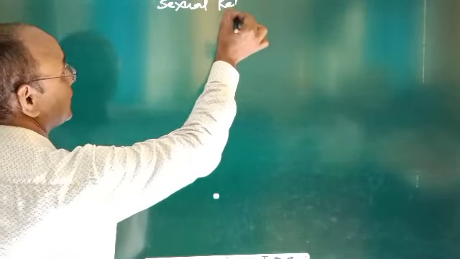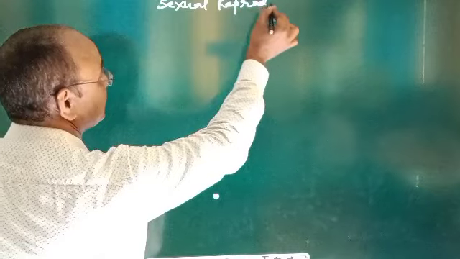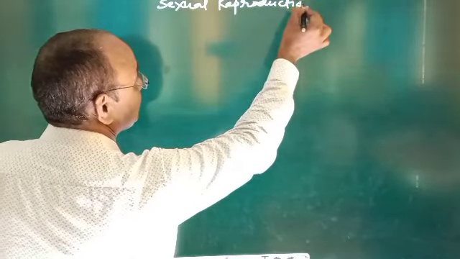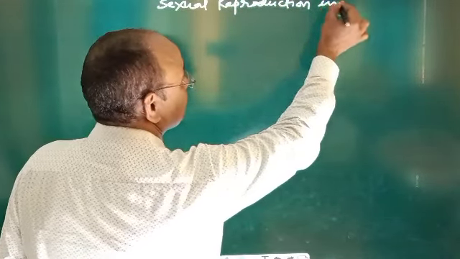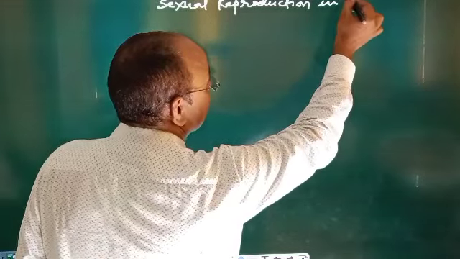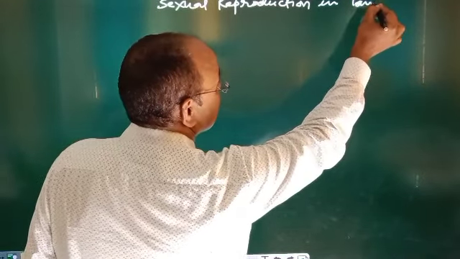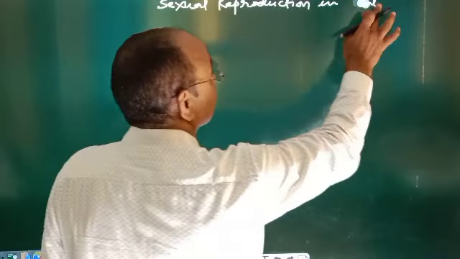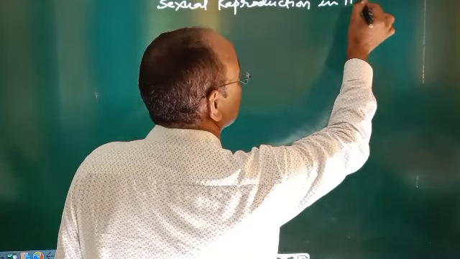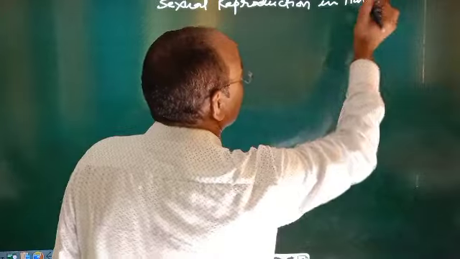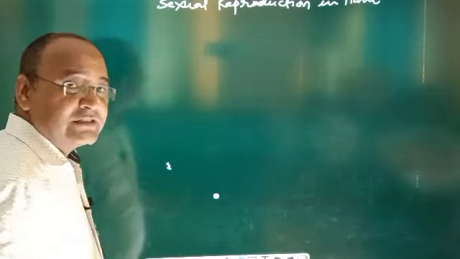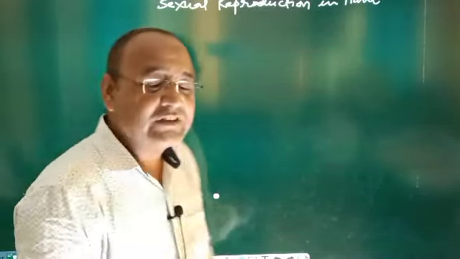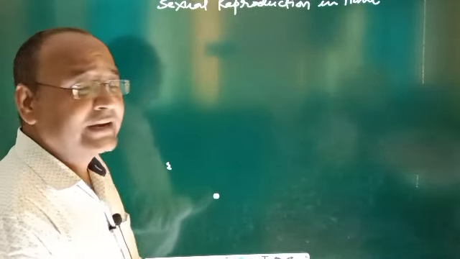In the last class, I told you about sexual reproduction in plants, that is, how sexual reproduction occurs in plants. Actually, the events which are included in sexual reproduction are categorized into three parts.